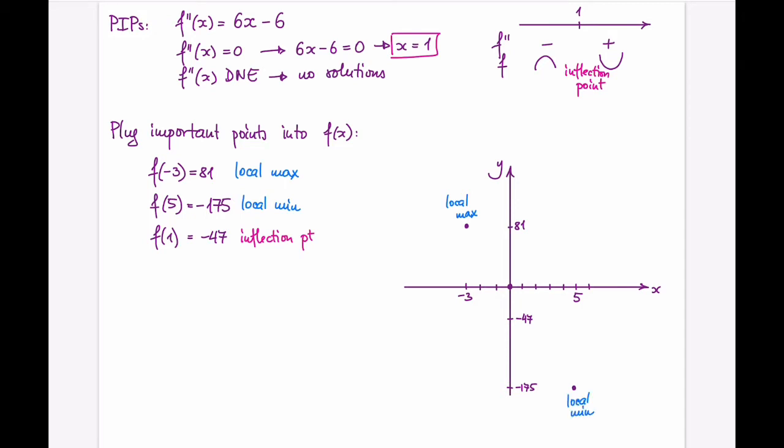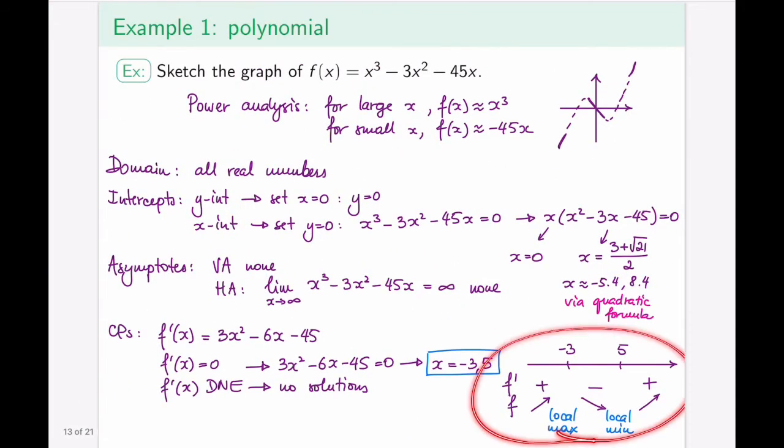And finally, I have 1 and minus 47, so I better label this on the other side so that I can actually place the point here, and this is my inflection point. So now, putting all of this information together, let's take a look first at my first derivative analysis.